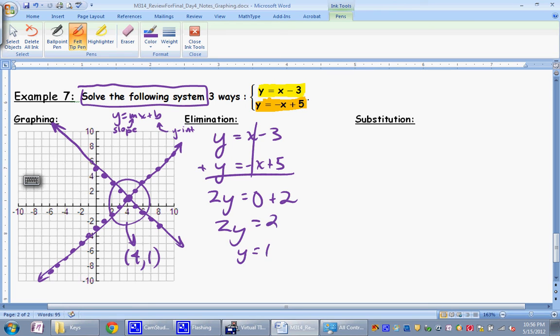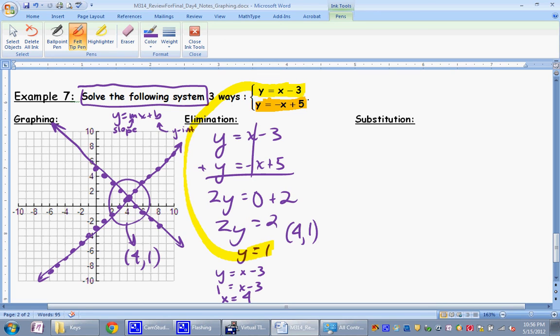Now what you could do is you could take that y equals 1 that you found, and you could plug it back into either starting equation that you would like to. I'm going to plug back into this first one just because it looks a little simpler to me. So I'm going to take y equals x minus 3. I'm going to replace y with 1. And you end up getting x is equal to 4. Oh, x is 4, y is 1, just like we got graphically. So graphically, point of intersection, elimination, you eliminate a variable, solve for the remaining variable, plug back in to get the first variable that you eliminated.